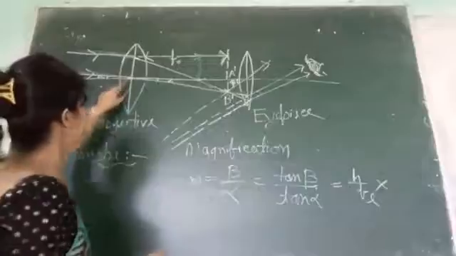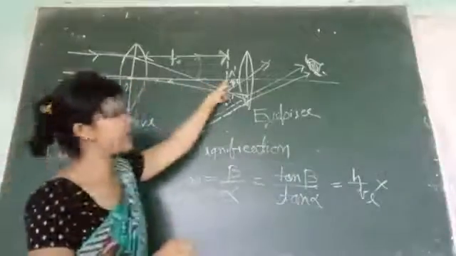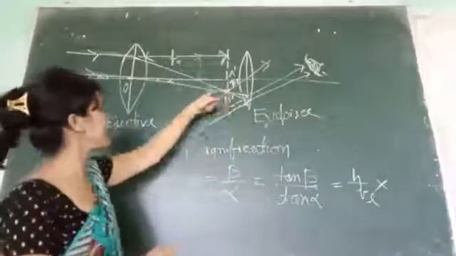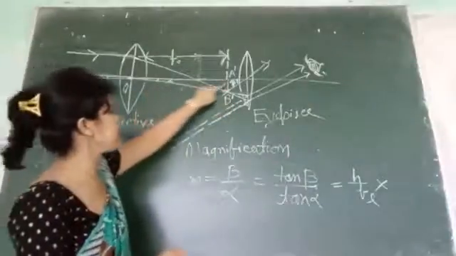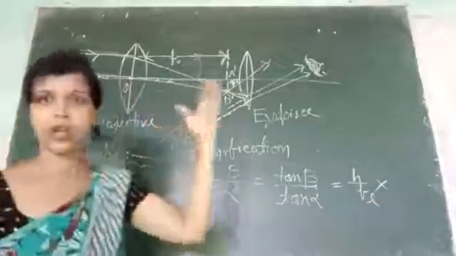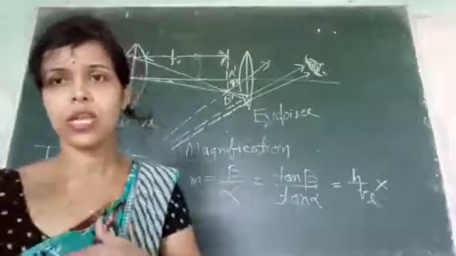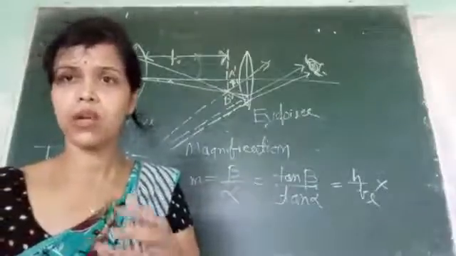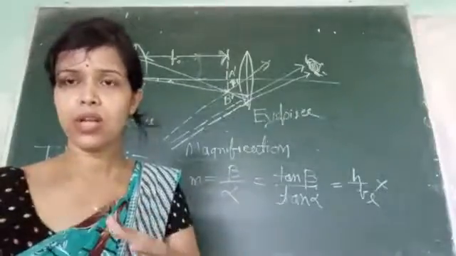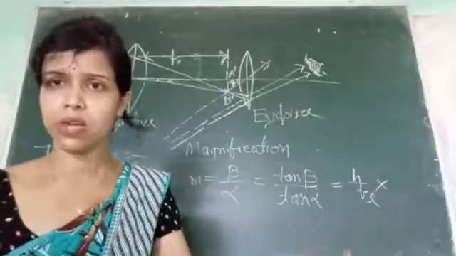From this triangle, say this is O, A dash, B dash. From this triangle, tan alpha is equal to H by this distance, F naught. Because already we know that whenever the object is kept at infinite distance, then the convex lens will focus the image of that object at the focal point of the convex lens.